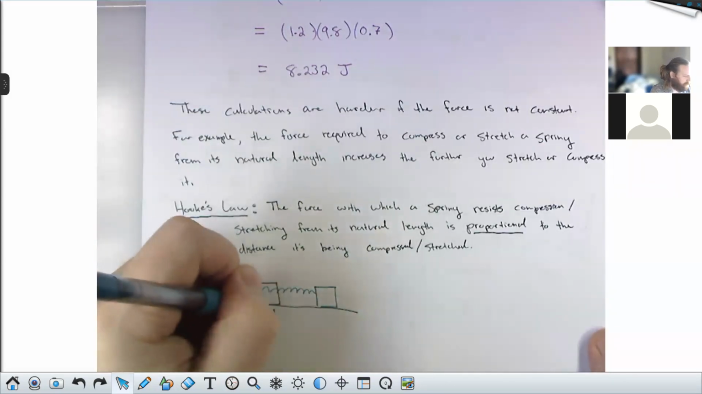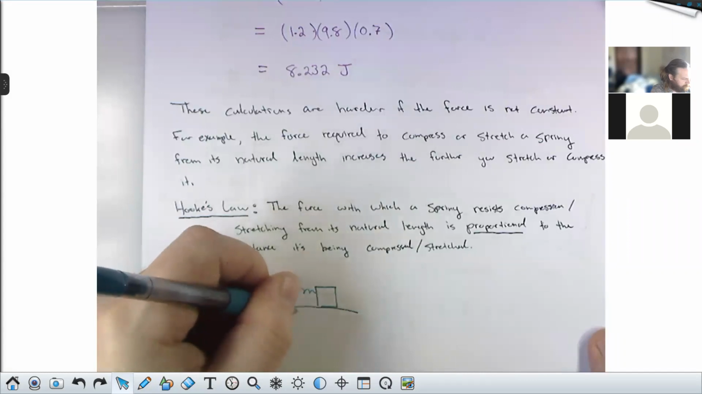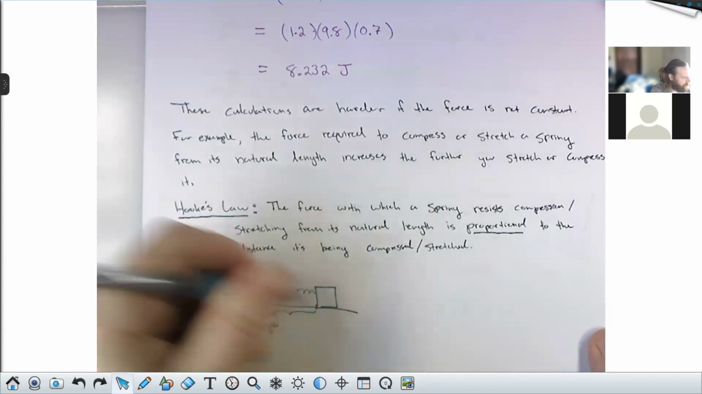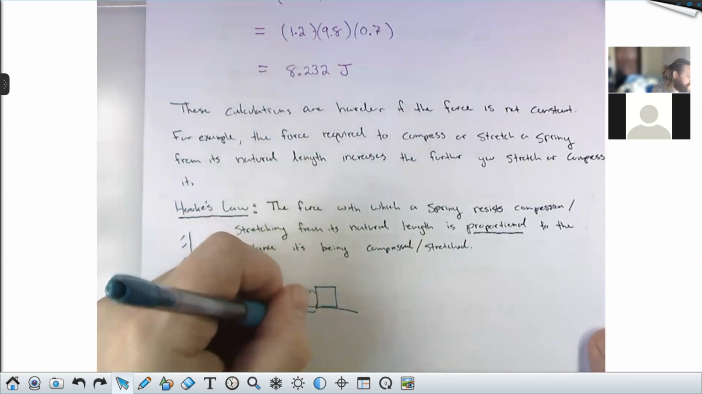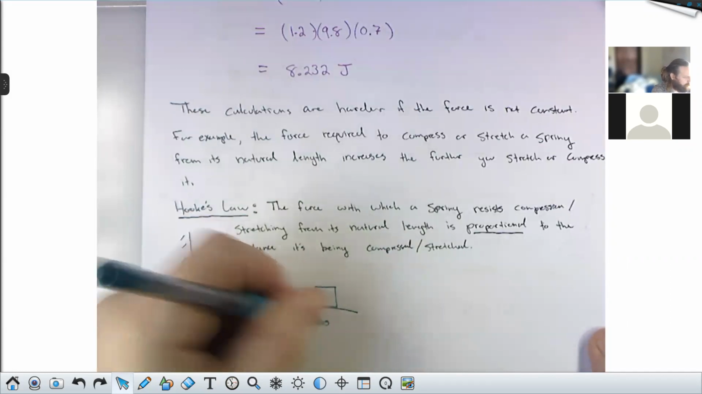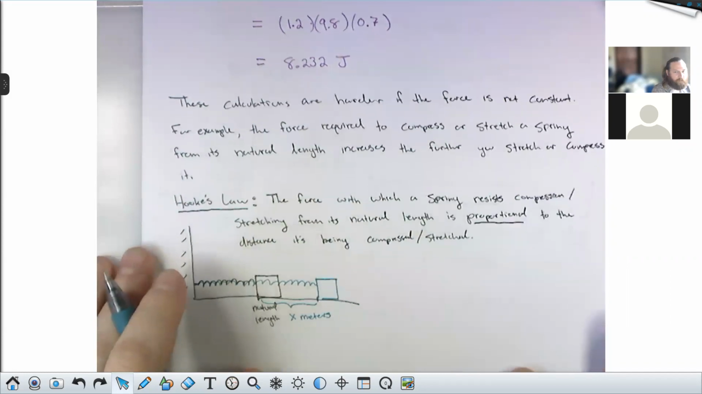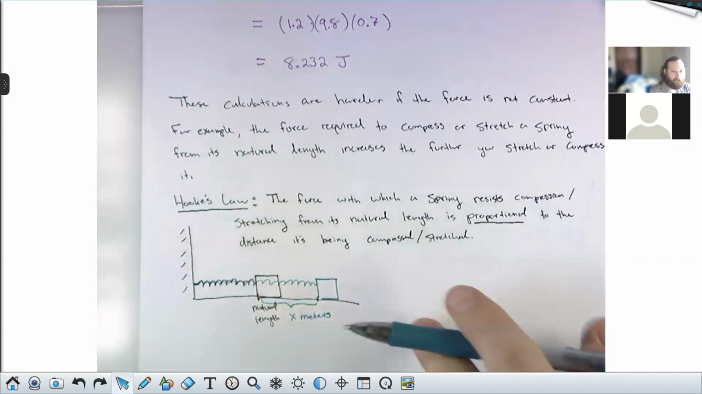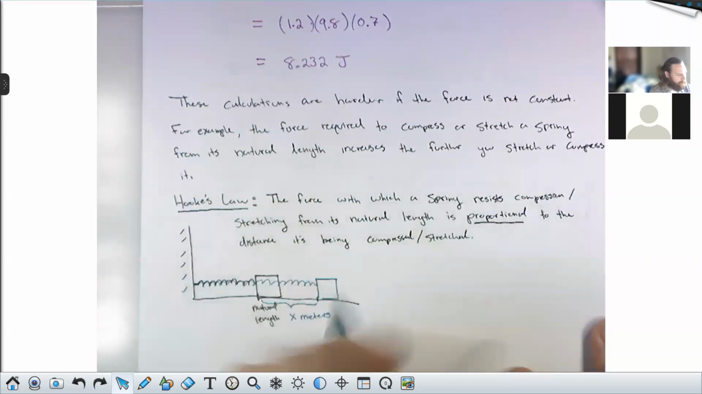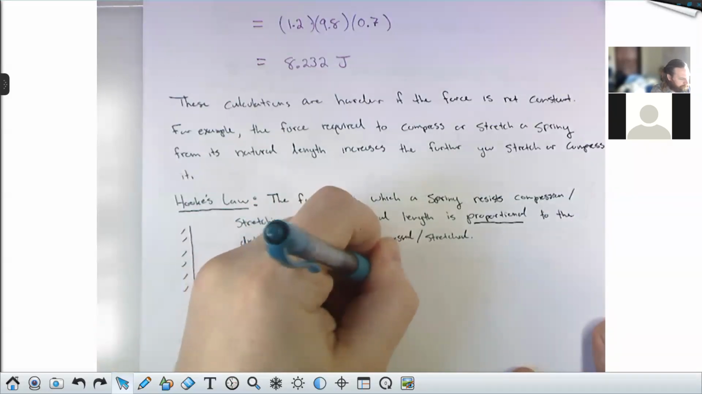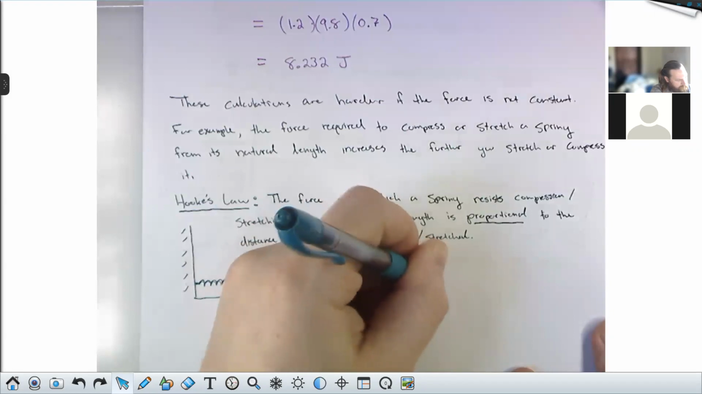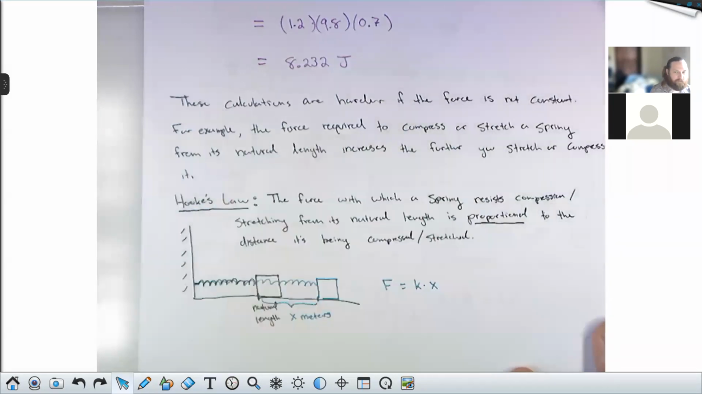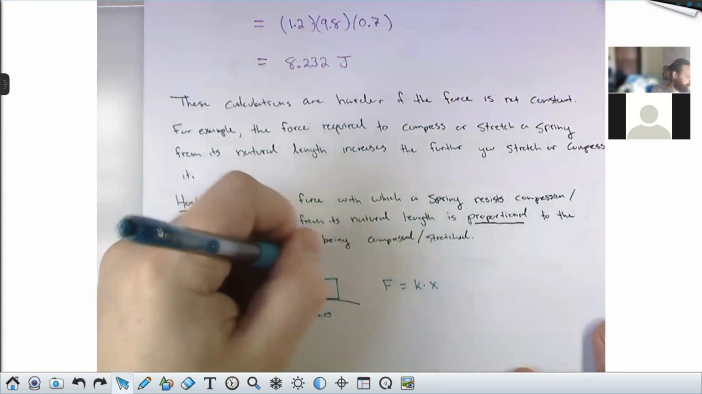And I want to stretch it out by x meters. Past its natural length, the force that this spring is pulling back with is equal to a constant times that distance. All right, so there's a force pulling back.